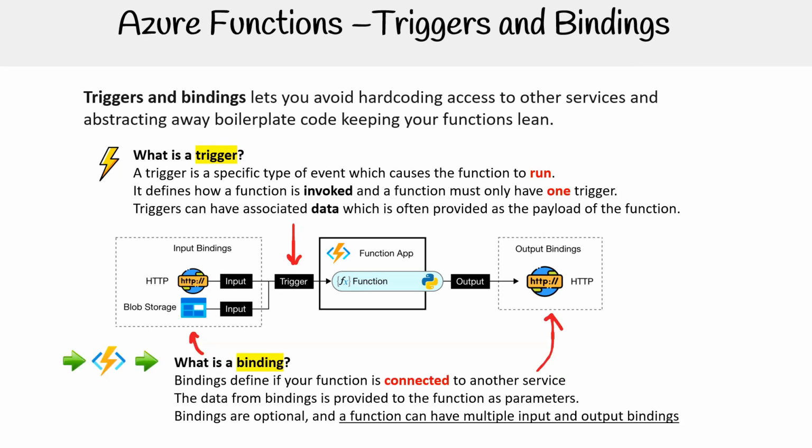What is a binding? Bindings define if your function is connected to another service. The data from bindings is provided to the function as parameters. Bindings are optional, and a function can have multiple input and output bindings.